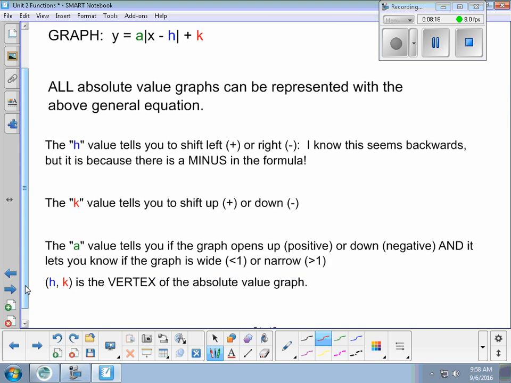So in summary, the h value tells you if you're going to shift left or right. You'll shift left if it's a plus h. You'll shift right if it's a minus h. The k value tells you to shift up or down. And the a value tells you if the graph opens positive or negative, so if it opens up or opens down. And it lets you know if the graph is going to be wide if that number is less than 1, or narrow if that number is greater than 1. And we're looking at this a value for that. The negative is not part of the less than 1. The negative tells you it opens down. The value of a is what's going to tell you if it's wide or narrow.